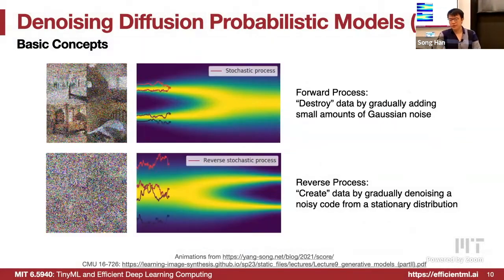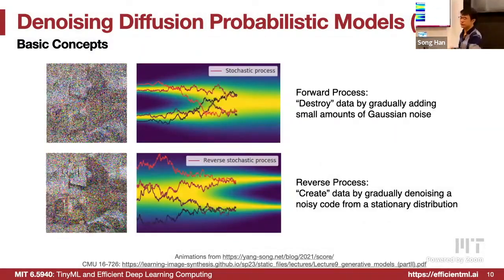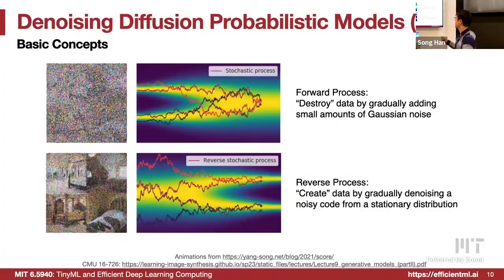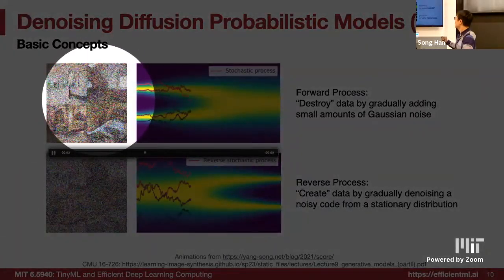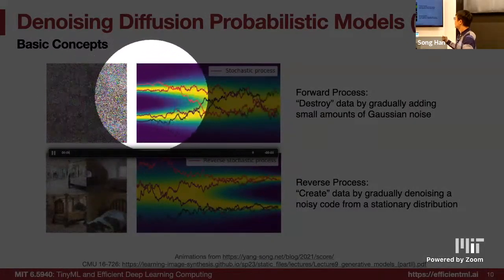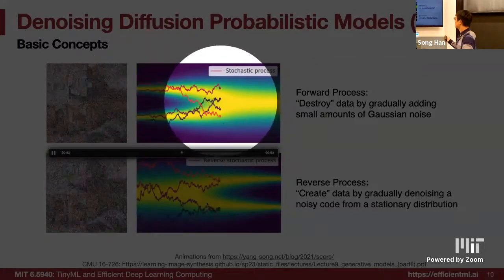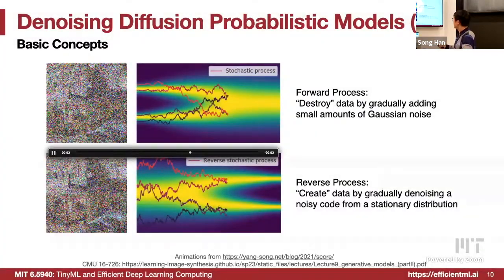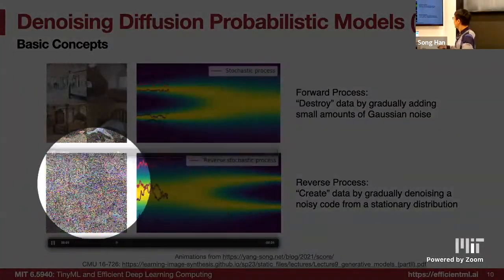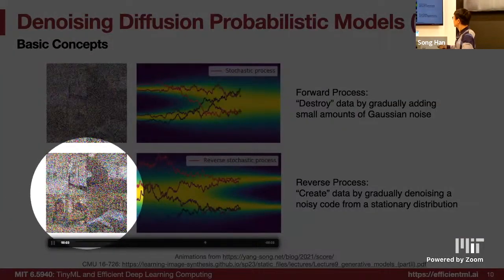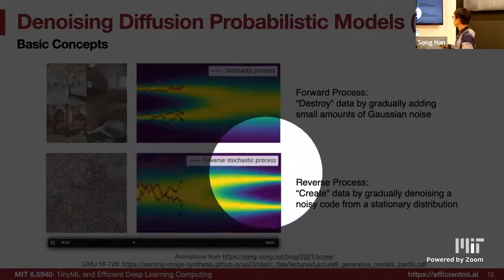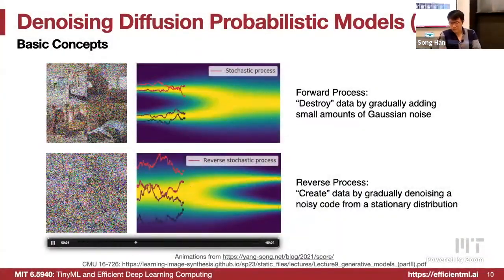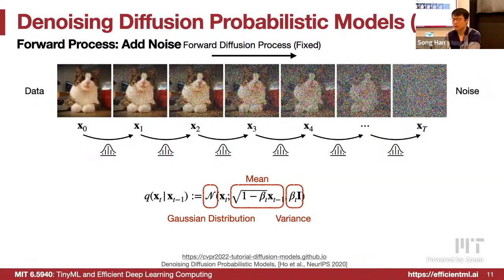So this can be illustrated in this image. The first is the forward pass. The second one is the reverse pass. You can see in the forward pass, we are trying to destroy the data by gradually adding a small amount of Gaussian noise. Originally, the image is two different distributions. Now it becomes noise. And during the reverse process, we are trying to create data by gradually denoising the noise from a stationary distribution. Finally, we converge to reveal the original image. So this is a multi-step process.